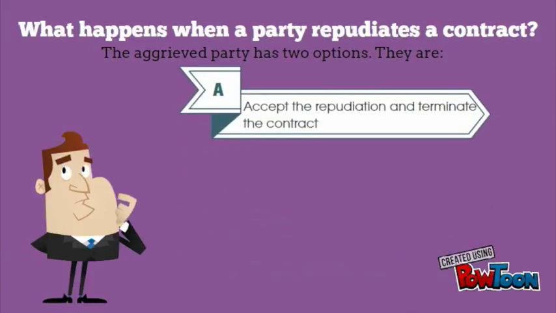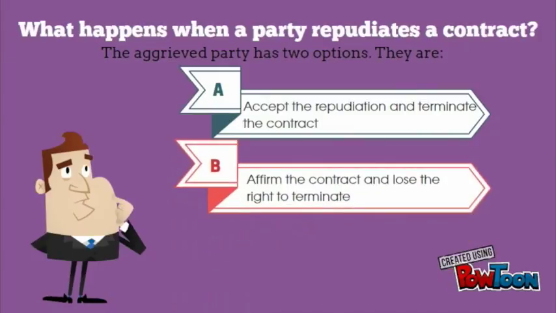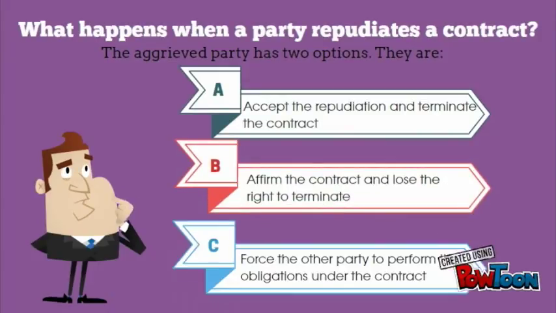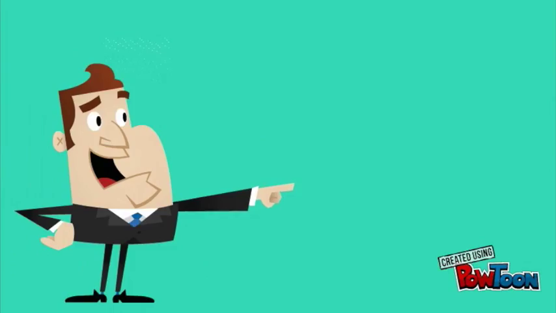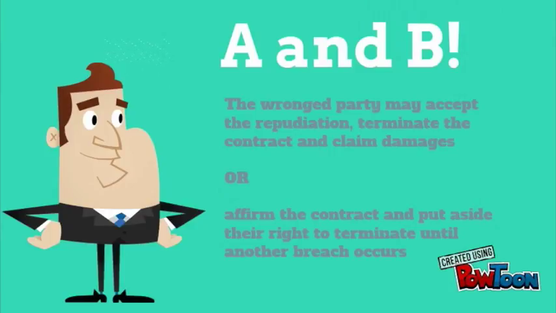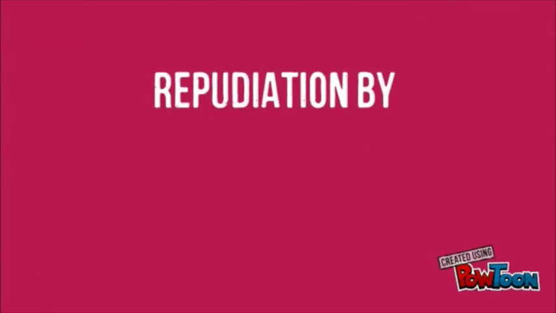A. Accept the repudiation and terminate on these grounds. B. Affirm the contract and lose the right to terminate. C. Refuse to accept the repudiation and oblige the party to perform their obligations. The wronged party may accept the repudiation, terminate the contract and claim damages, or affirm the contract and therefore put aside their right to terminate. On to the next topic.